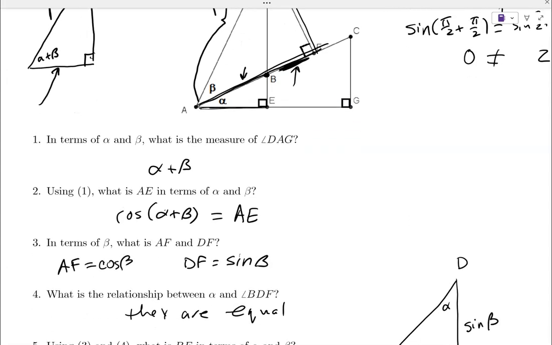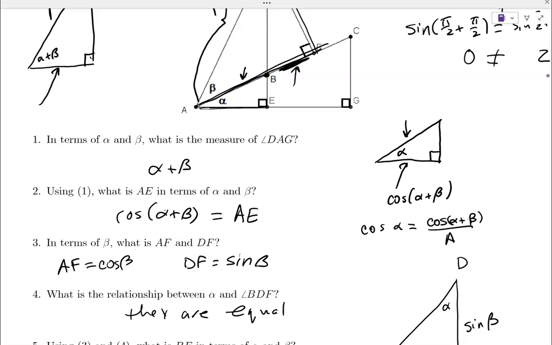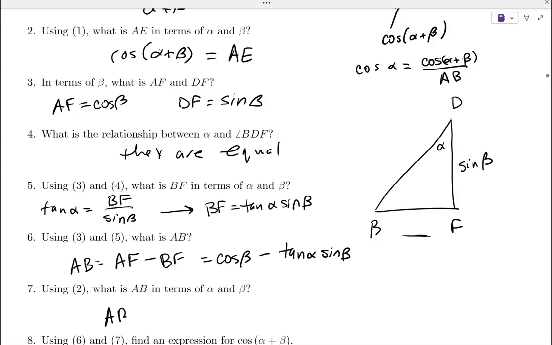Okay. So notice we've got the little triangle now. We have alpha here, right? We know that this side is cosine of alpha plus beta. Can we figure out what this side is? That's what it's asking us to do. It's the hypotenuse, isn't it? So you should have cosine of alpha equals cosine of alpha plus beta over whatever the length of AB is. Right? You're doing adjacent over hypotenuse. Do we agree? So going back over here, AB should be cosine of alpha plus beta over cosine of alpha.